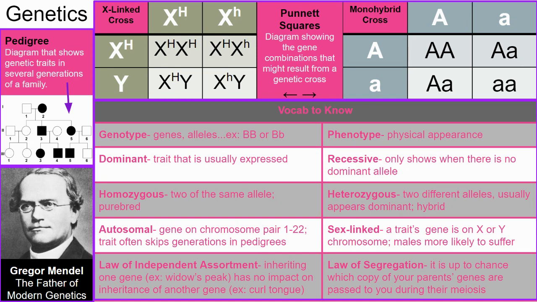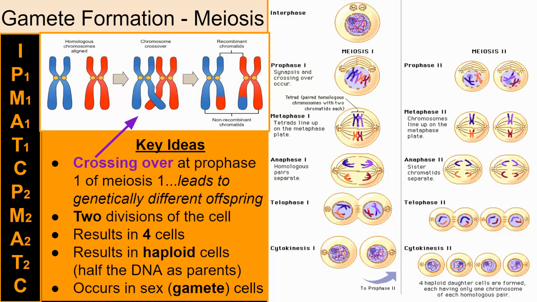Last side by side comparison is our two laws that we talked about with genetics, the law of independent assortment and the law of segregation. Now, those two laws end up resulting in offspring that are genetically different from their parents. So, in order to make offspring who are different from their parents, you rely on those two laws, independent assortment and segregation, and also crossing over, which we talked about previously.